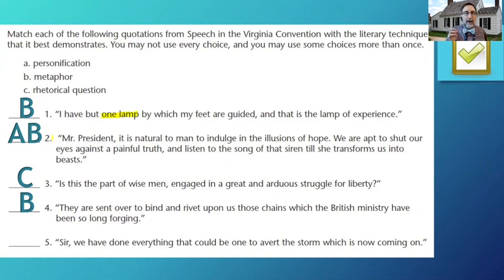And then number 5, sir, we have done everything that could be done to avert the storm, which is now coming on. And avert means to avoid, and avert the storm would mean to avoid the war that's coming. Everybody's been through a storm. Many of these people he's speaking to have not been through a war. So when you try to take something people know, a storm, and relate it to something new, the war, that's called a metaphor, once again.